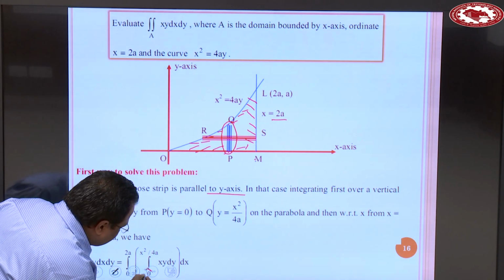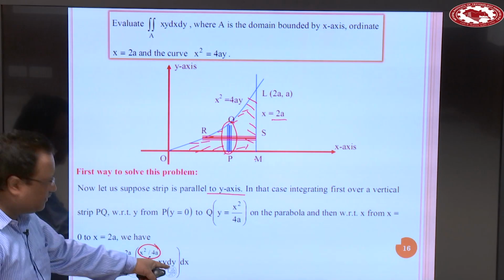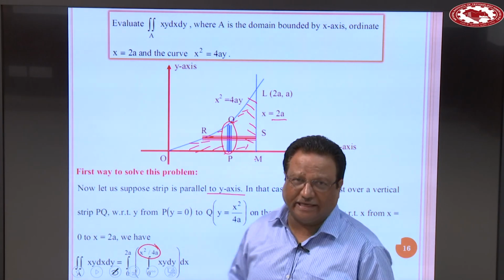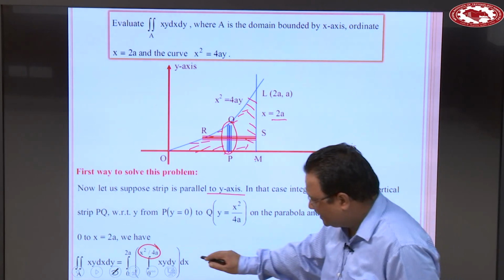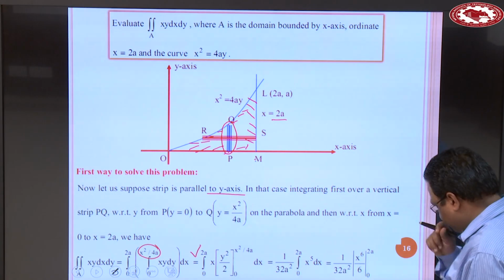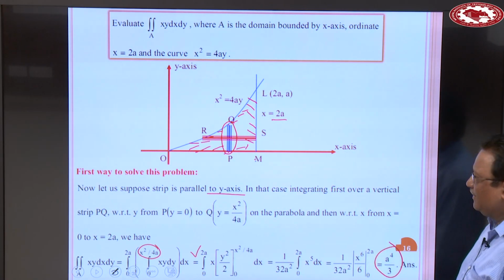So these two limits are functions of x, so integrate with respect to y. So here we suppose a strip which is parallel to the y-axis, and then in that case these are the limits, and when you solve, you will get a to the power 4 divided by 3.